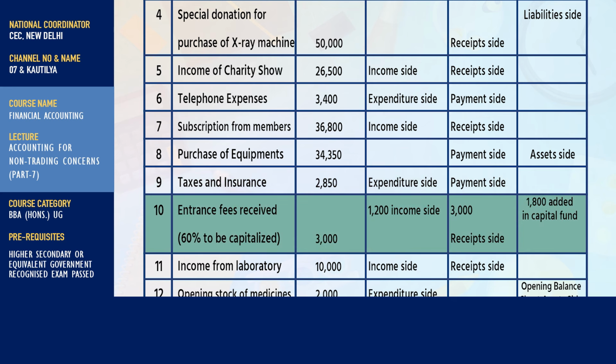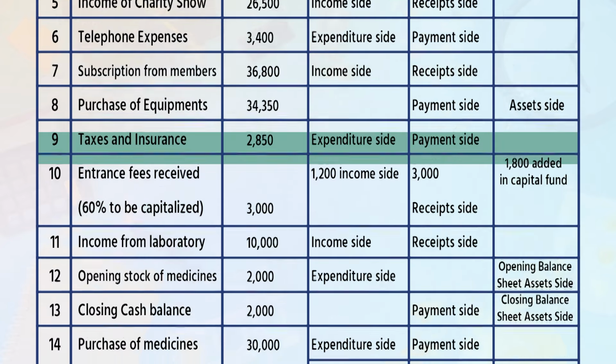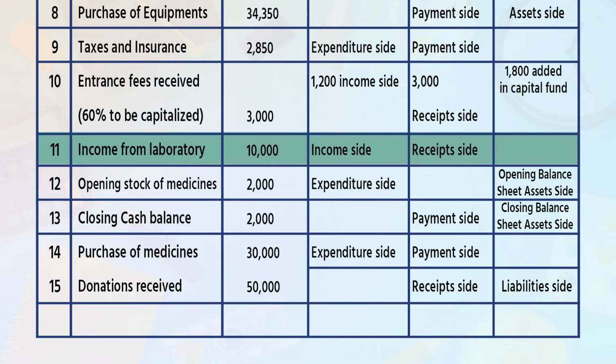Entrance fees received 60% to be capitalized. 3,000. Here kindly pay attention, see what we have to do. 1,200 we have to mention in income side, 3,000 in receipt side, and rupees 1,800 will be added in capital fund. Next, income from laboratory 10,000. As it is our income, so we have to write in income side and receipt side in receipt and payment account.